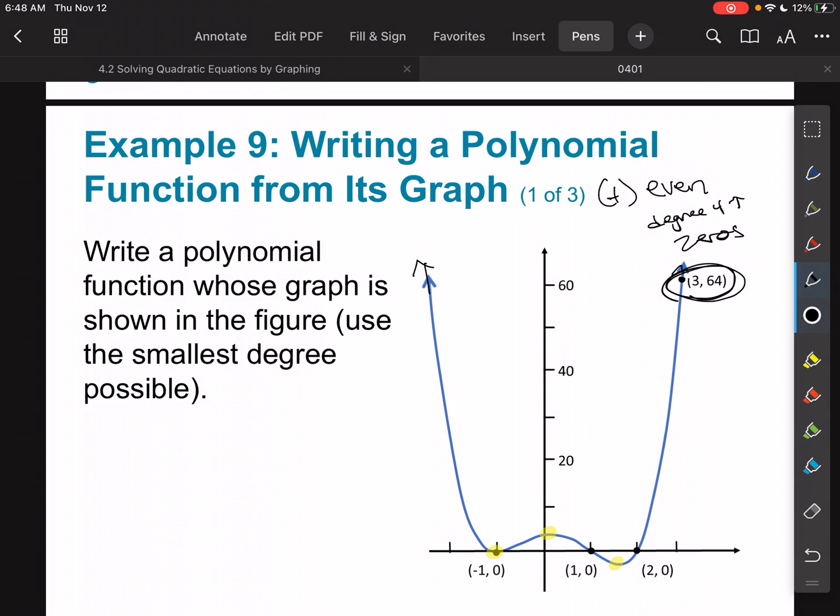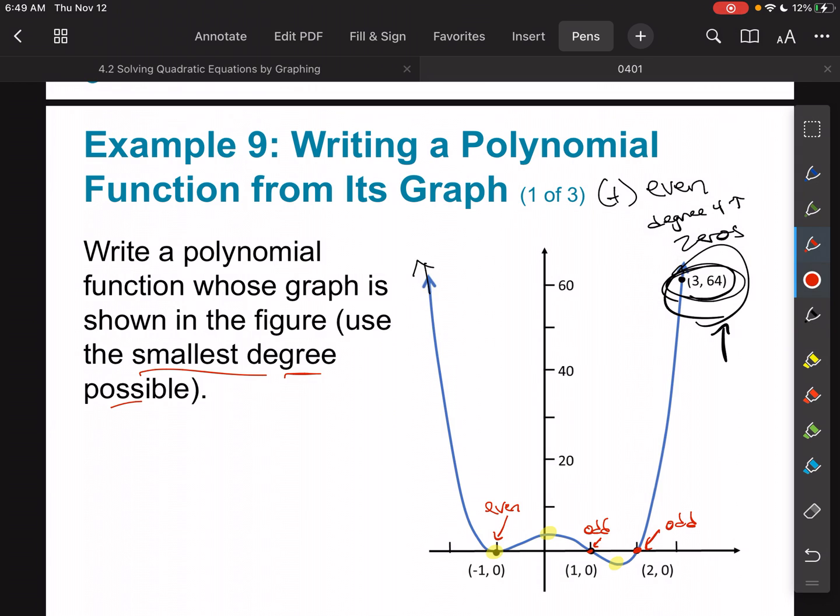Okay, so let's try to make a polynomial. It says use the smallest degree possible. A couple of things that I know: this particular 0 here, since we bounce there, is even. This particular 0 here, since it goes through, is odd. And this particular one, since it goes through, is also odd. If I didn't take this point into consideration, this actually wouldn't be a very hard problem. This makes it a little more difficult, but it's not bad, as you'll see.